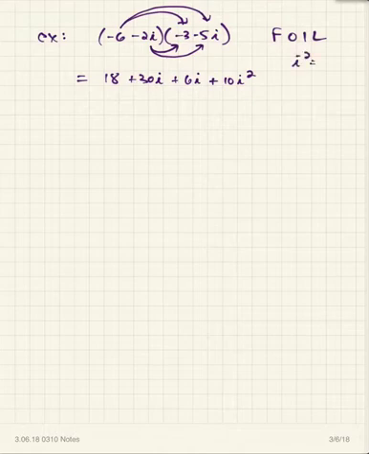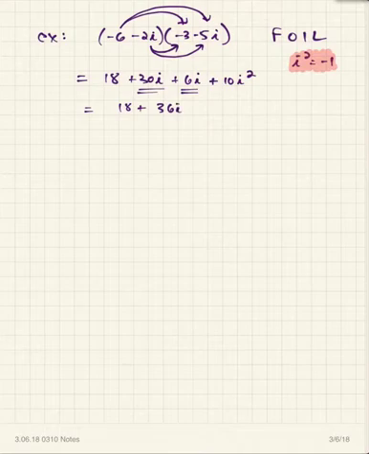And then we write down that i squared is negative 1. Not a bad idea for you to write down that i squared is equal to negative 1 on your test somewhere so that you remember that. So this one's going to be 18 plus, these are like terms in the middle, so that's 36i. And then 10i squared. So i squared is equal to negative 1. So wherever I see an i squared, I replace it with negative 1.